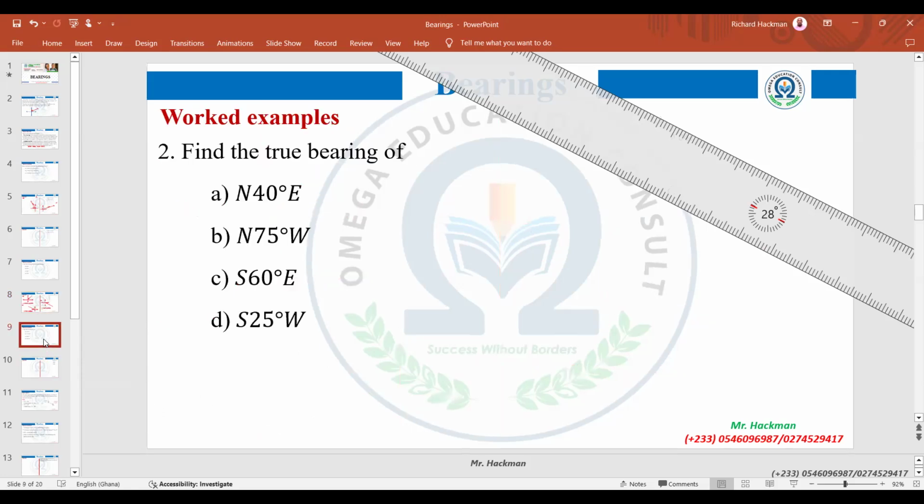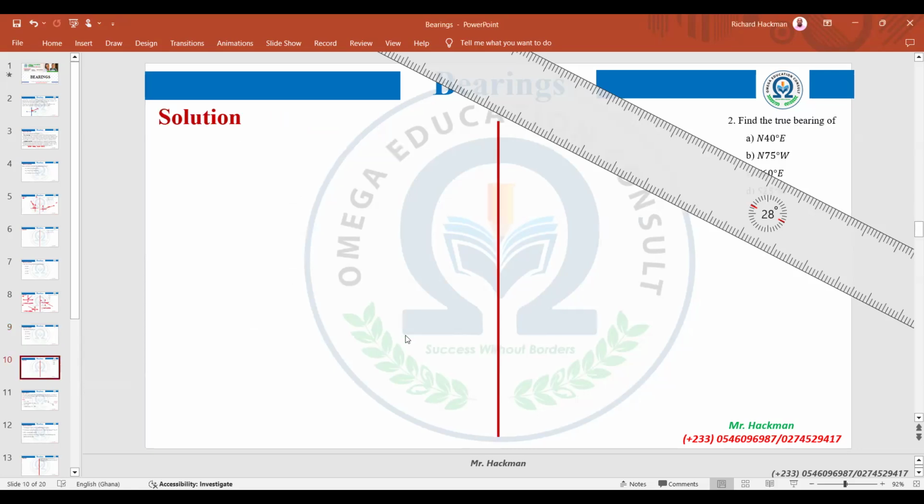Work the example 2. We are going to look at how to go back. In this case, we've been given the compass bearing and we are asked to find the true bearings. So quickly, let's go and have a look at that one too.